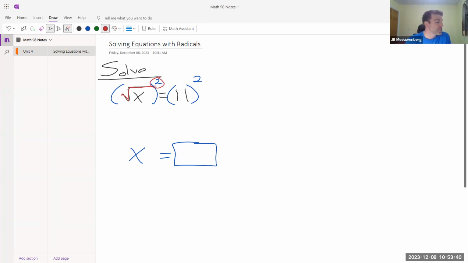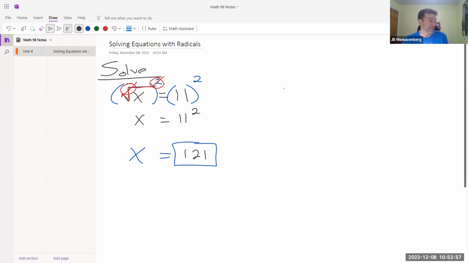This square essentially removes this radical. So these cancel each other out. And all you're left with is x equals, and then whatever 11 squared is. And the answer to that is 121.